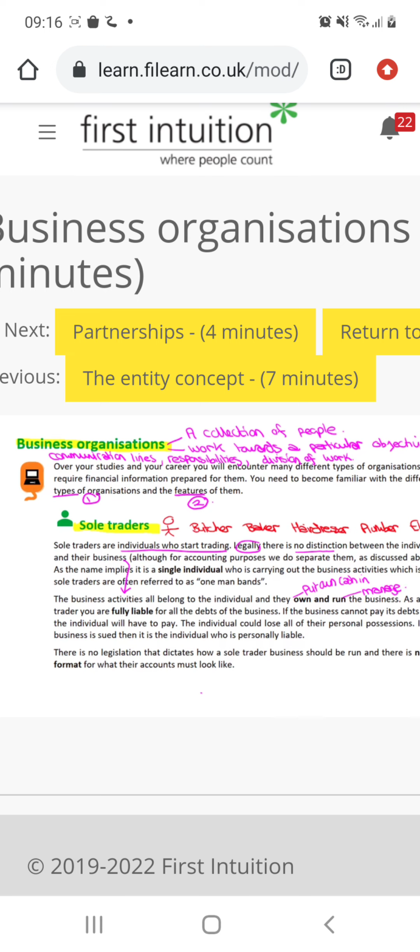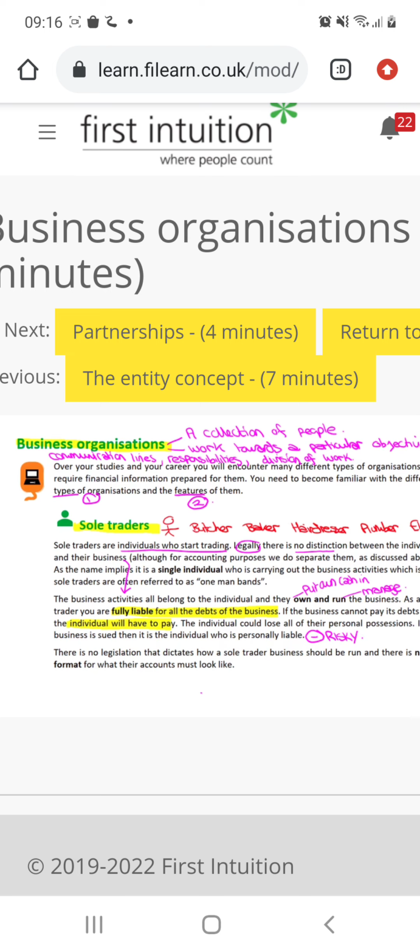As a sole trader, you are fully liable for all the debts of the business. So if your bakery wasn't performing very well and you were losing money, then you would be personally liable for the debts of the business. It's the individual that would have to pay. They run the risk of losing all their personal possessions. If the business is sued, then it's the individual who is personally liable. So, a main drawback of being a sole trader is that it is extremely risky.